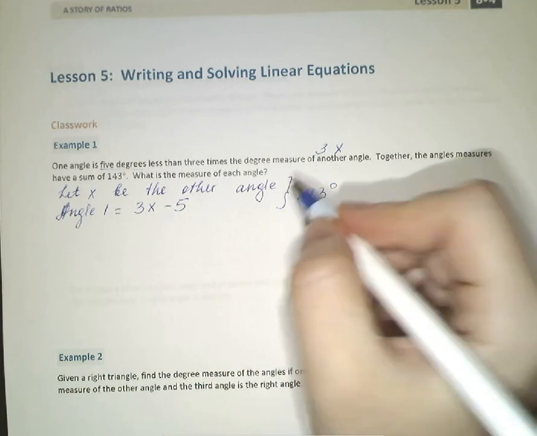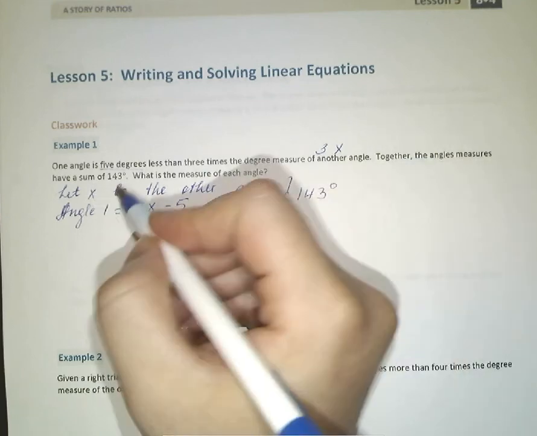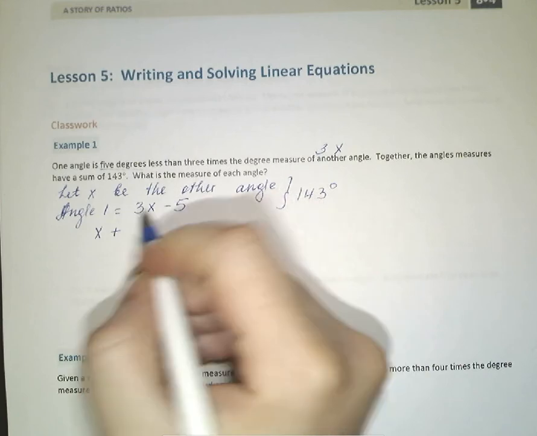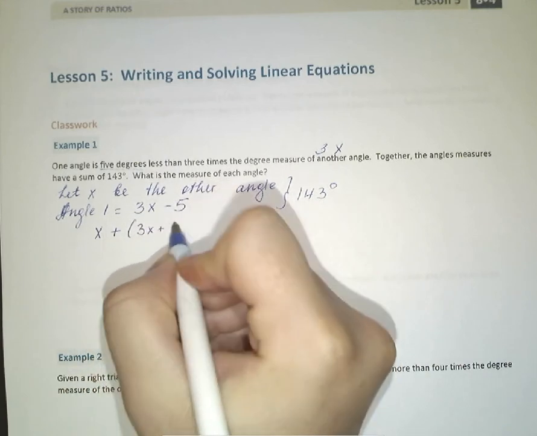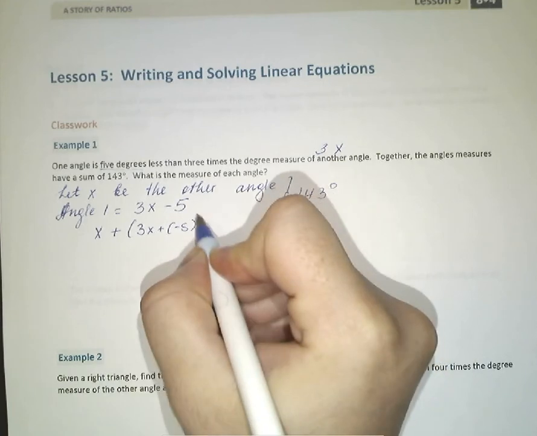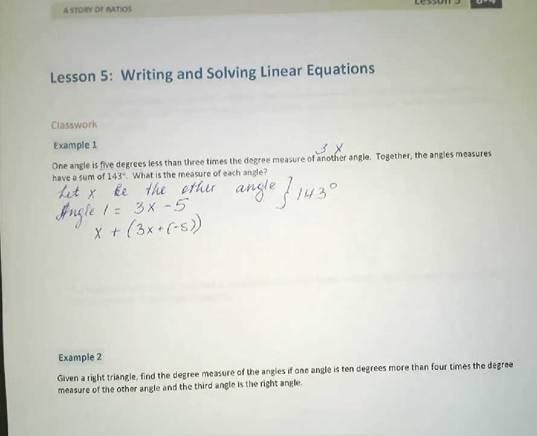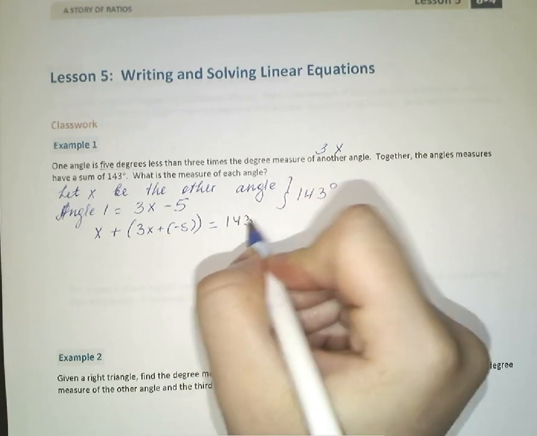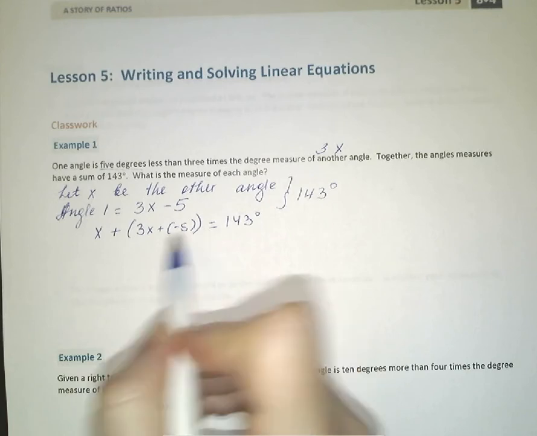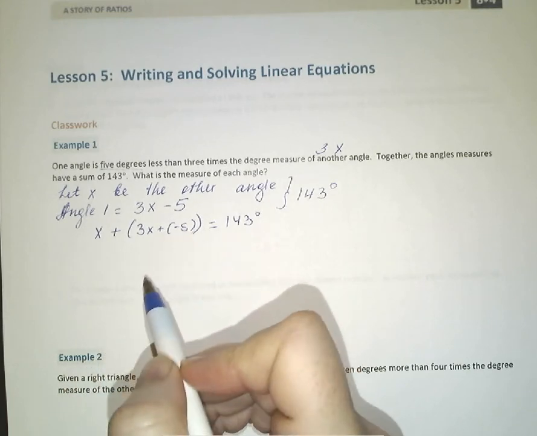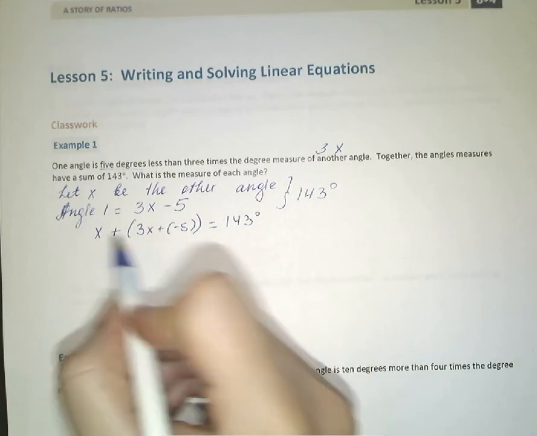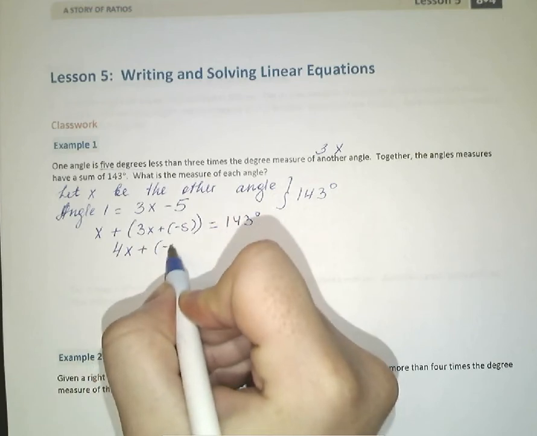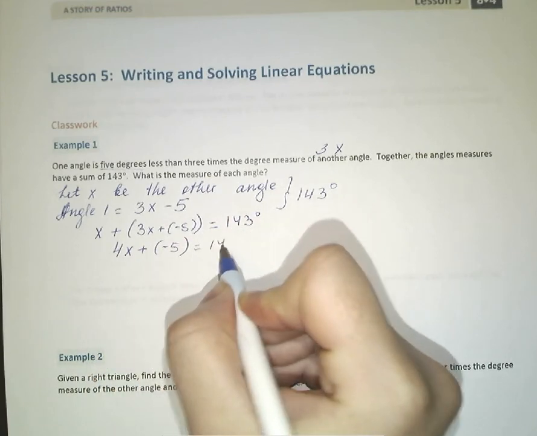So we know that these are combined together, so we will add these two together. So we will have x plus 3x plus negative 5, writing out again the sum instead of the difference. And then that together equals 143 degrees. Now these parentheses don't matter anymore because now we have 3 terms and we can combine the like terms together. x and 3x will give us 4x plus negative 5 will equal 143 degrees.